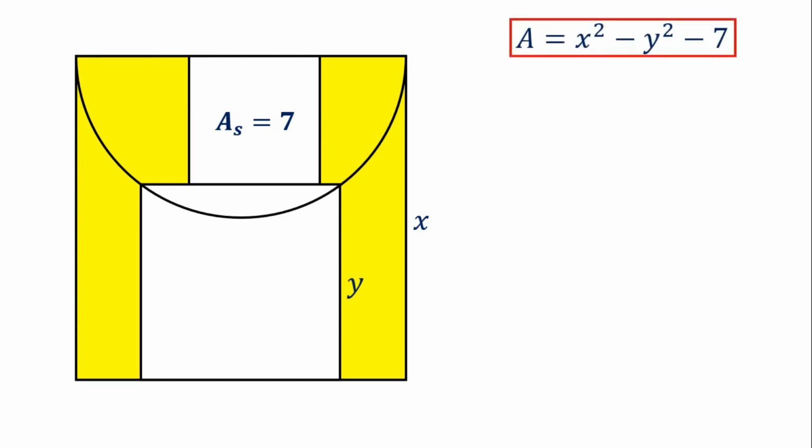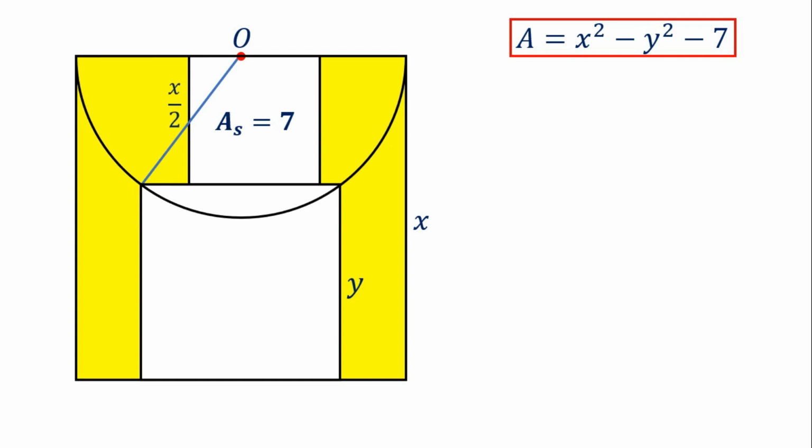Now let's look at the semicircle at the top. I'll mark its center and call it O. Then I'll draw a radius from O to the point where the middle square meets the semicircle. Since the diameter of the semicircle is equal to the side length of the large square, the diameter is x and the radius is x over 2. So this radius is x over 2.